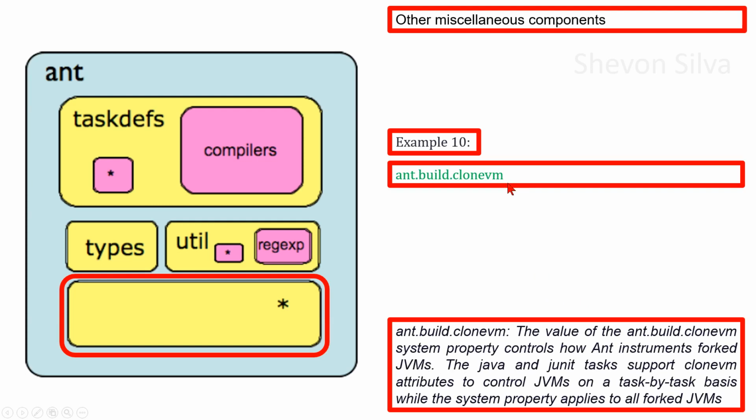Now we are considering ant.build.clonevm. The value of the ant.build.clonevm system property controls how Ant instruments forked JVMs. The Java and JUnit tasks support cloneVM attributes to control JVMs on a task by task basis, while the system property applies to all forked JVMs.